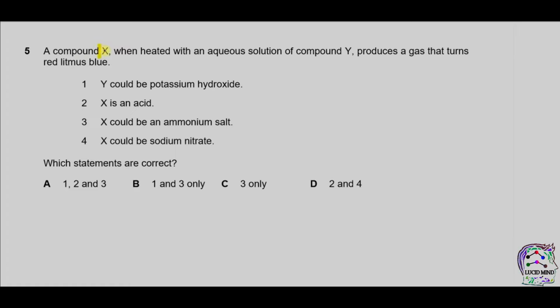Question 5. A compound X, when heated with an aqueous solution of compound Y, produces a gas that turns red litmus to blue. There are 4 options and it says which statements are correct. Now we can see that the gas that turns red litmus blue means that the gas formed is basic in nature.